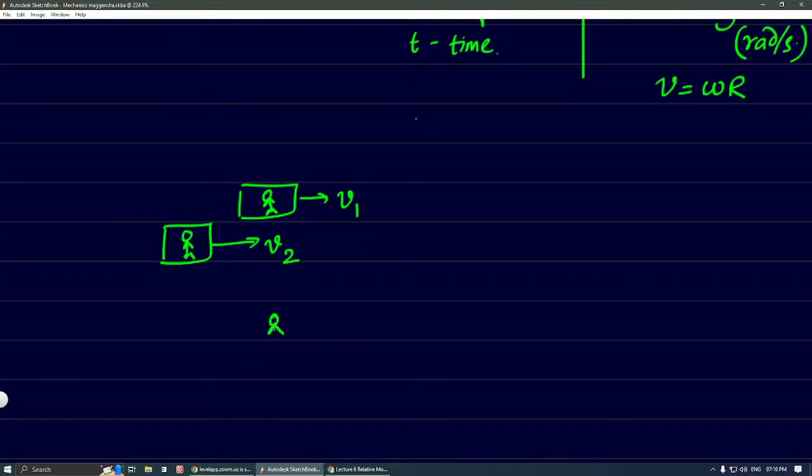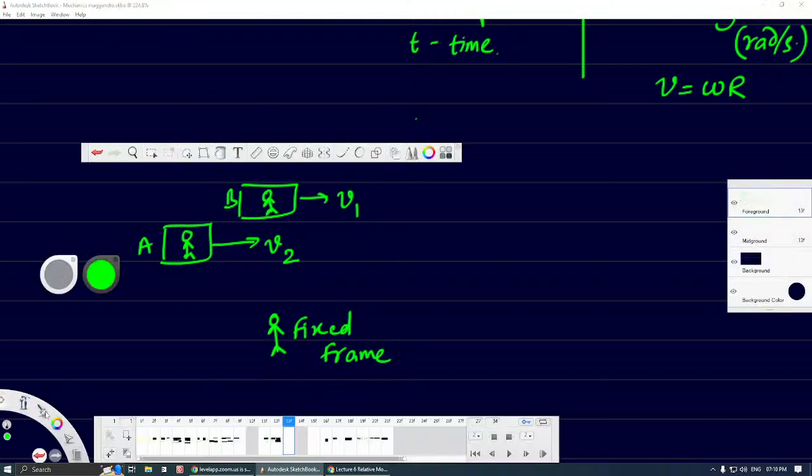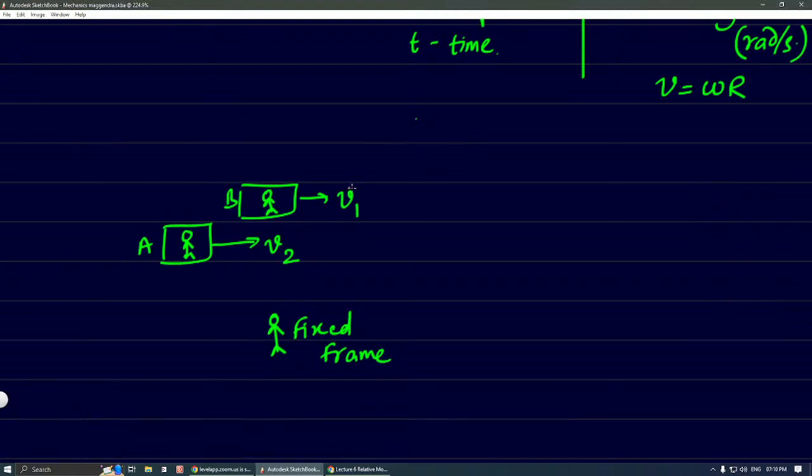A person who is standing outside, let's say object O, will see A appear to move with velocity v2 in the forward direction, and B will appear to move with velocity v1 in the forward direction. This is our fixed frame. And both these velocities are absolute velocities.